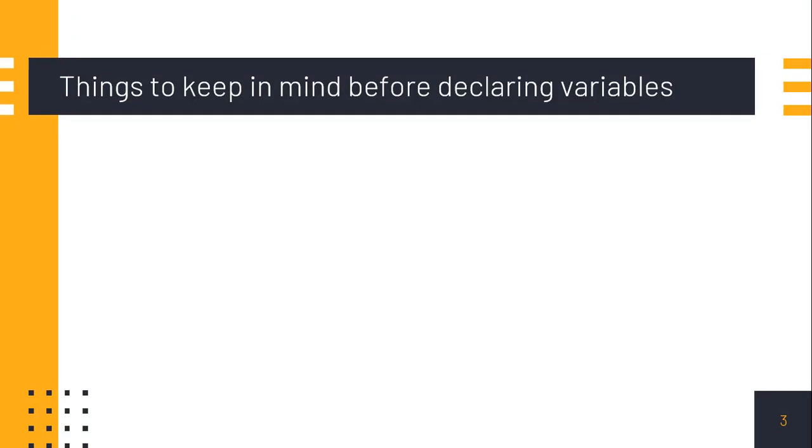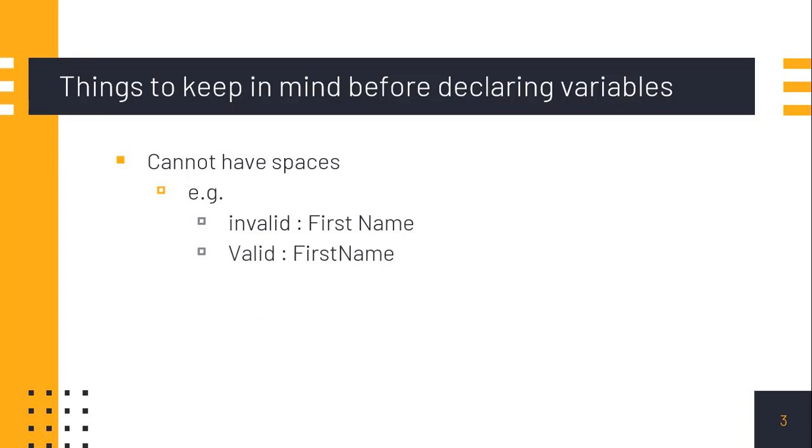Even before starting on how to declare a variable, let's keep a few things in mind. Number one, your variable name cannot have spaces. For example, you cannot name your variable as first space name. A valid name should be first name.